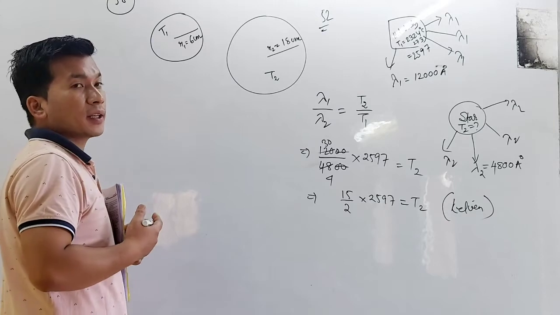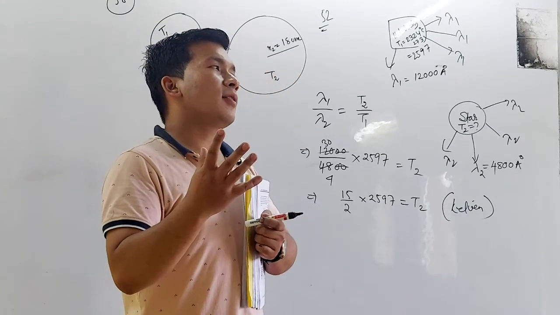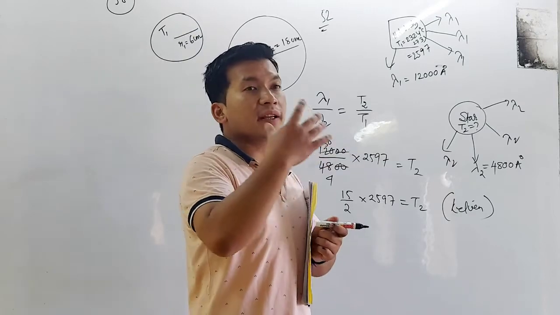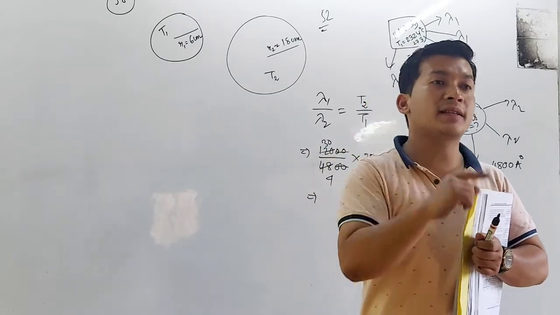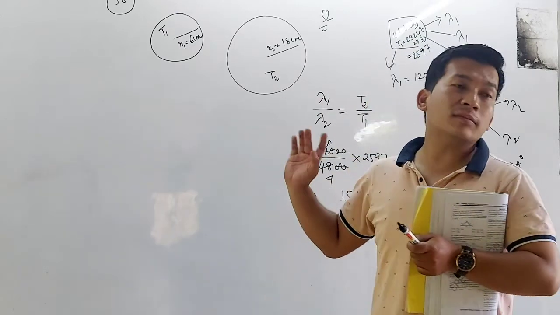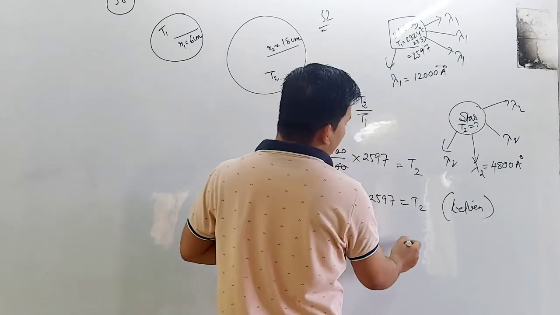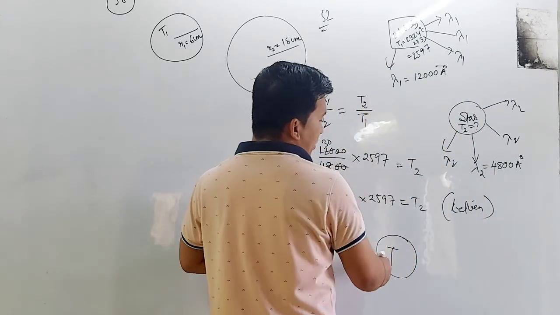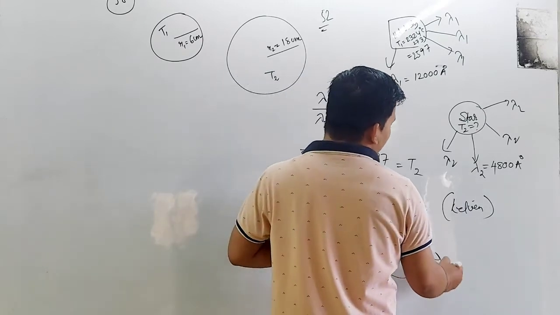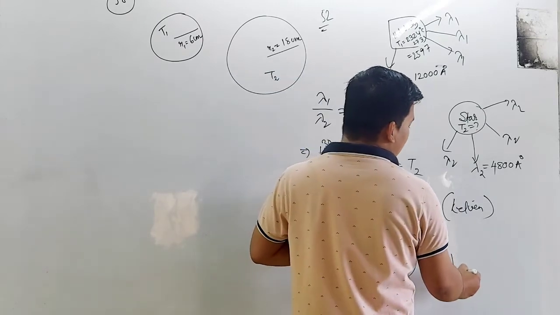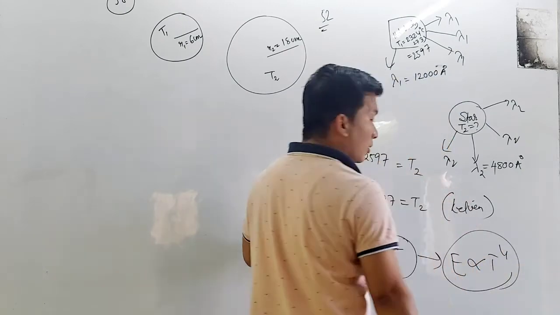If we know the temperature of our black body, we can easily calculate how much energy will be produced in the form of radiation by Stephen's law. If the black body has a temperature T, then the total radiation energy E is directly proportional to T to power 4. This is Stephen's law.